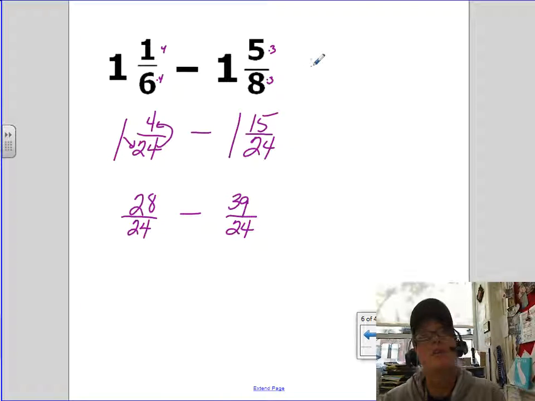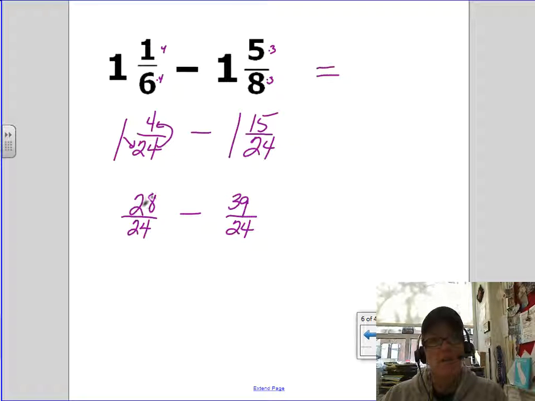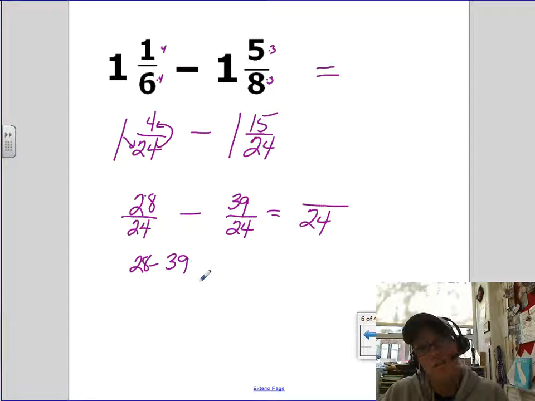Okay, now I know my final answer. I'm going to do a little bit more work here. I was going to say it's going to end up being in 24ths, but I might have to do some simplest form work here. Okay, so first I'm going to come down to the side, and really this is the problem you have. 28 minus 39. That's really the problem you have.